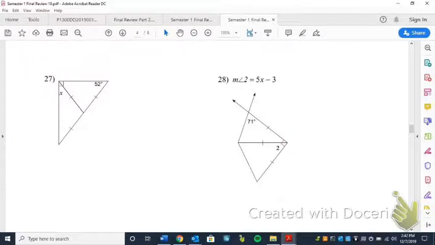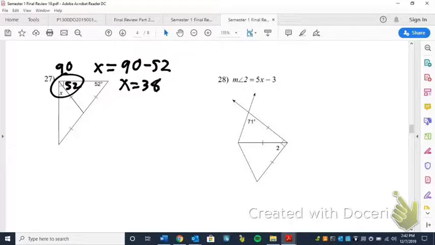27, we start with that 52. The other base is 52. We know those two together equal 90. So x equals 90 minus 52, or 38 degrees.